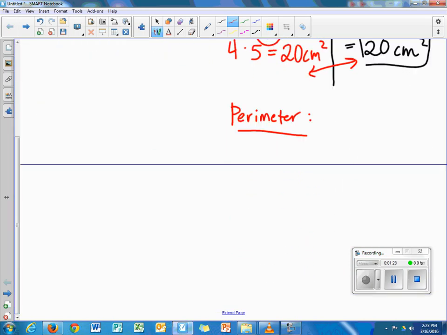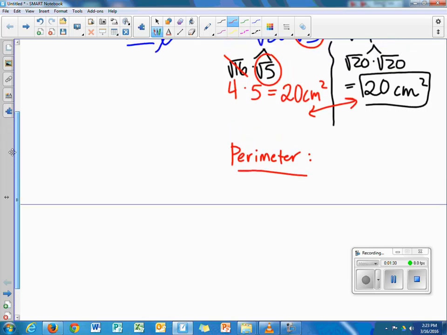Perimeter means that you need to add all 4 sides together. So we have radical 5 plus radical 5 plus radical 80 plus radical 80. Pause the video and attempt it yourself first and come back when you have an answer.